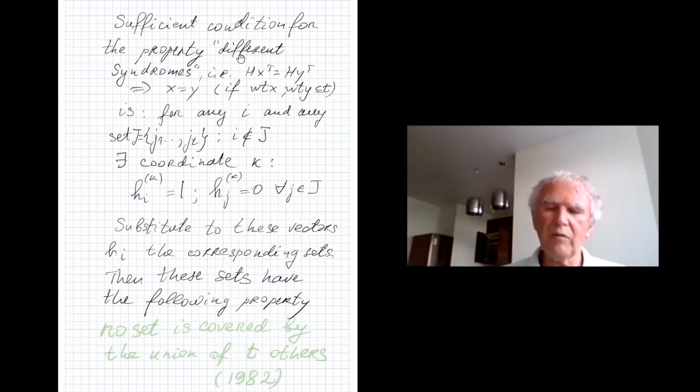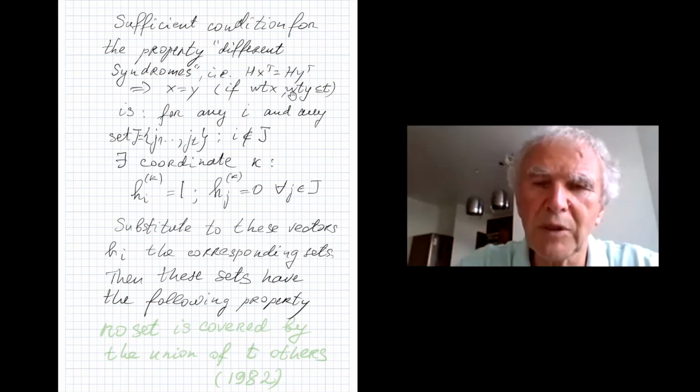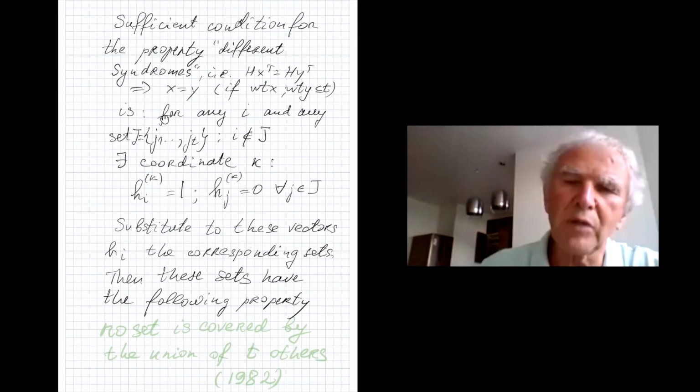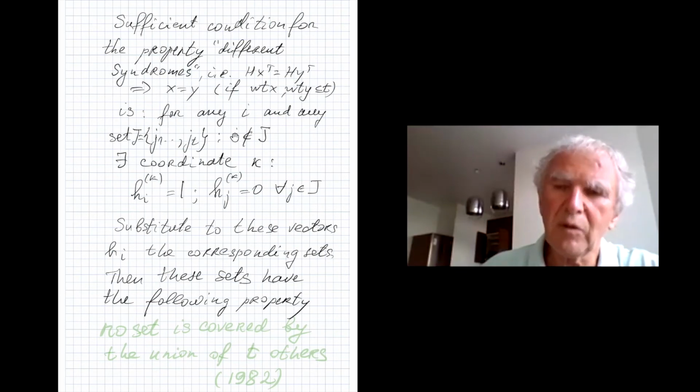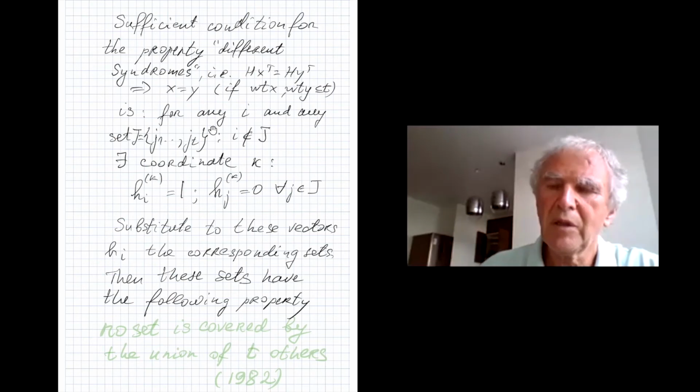And we want to have different S for different X. And now a very nice sufficient condition to have this property, different syndromes. What I repeated here is that if the syndromes are equal, then the vectors are equal. Of course, on the assumption that the number of ones in both vectors is at most t.